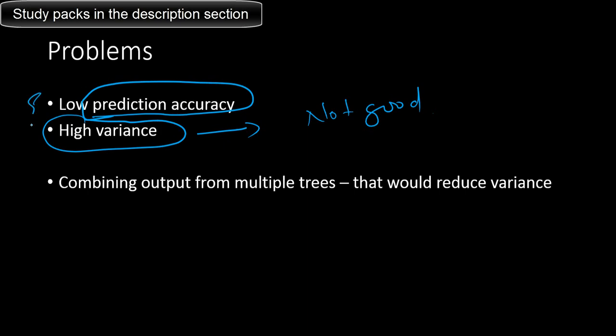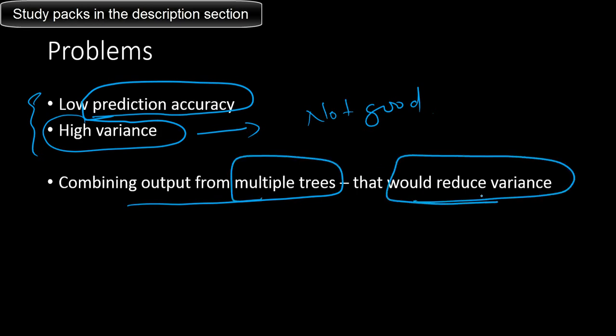So in order to overcome these two problems, we combine many different decision trees and come up with a new tree that is more efficient than a single tree. So we use multiple decision trees. We combine the output from multiple decision trees, and that would surely reduce the variance, and we call that ensembles. You might have heard of ensembles in many other different areas. Ensembles is nothing but combining different pieces of work and then coming up with a really good thing.